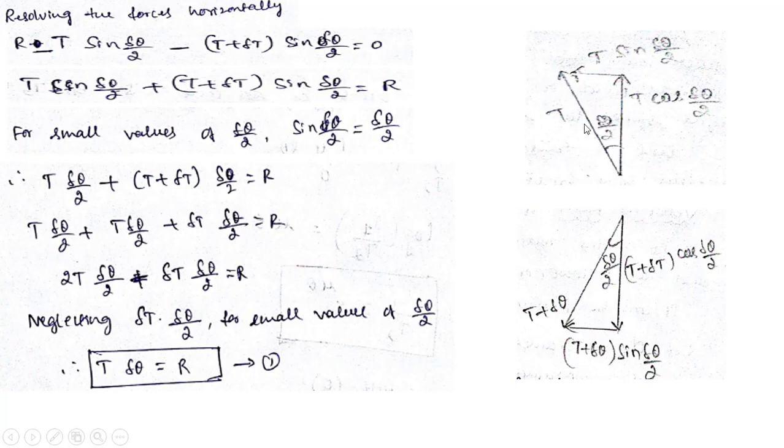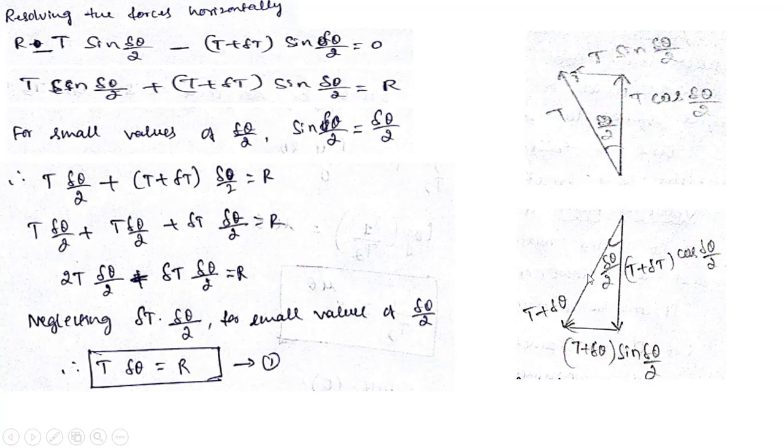So this is the tension T which is acting at point P, that has to be resolved into horizontal and vertical components. This is that angle delta theta by 2. So this will become T cos delta theta by 2, and this will be T sin delta theta by 2. You can write this horizontal component here also, no problem.